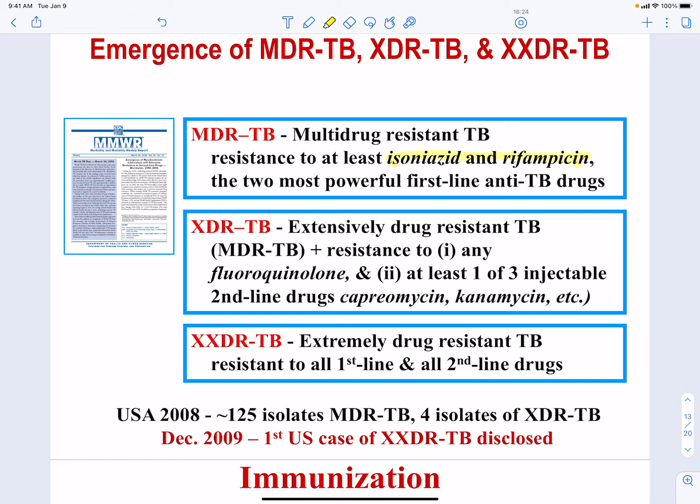The XDR TB is extensively drug-resistant TB, which is the multi-drug resistant TB plus resistant to any of the fluoroquinolones, or at least 1 of 3 injectable second-line drugs, which are listed here, kanamycin, for example. And then you have your extremely drug-resistant TB, which is resistant to all first-line and second-line drugs. And so in December of 2009, the first U.S. case of that extremely drug-resistant TB was identified.